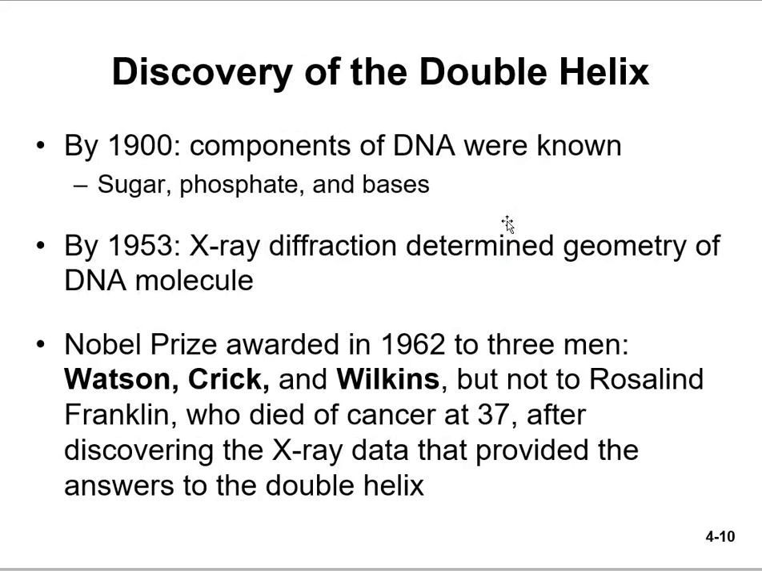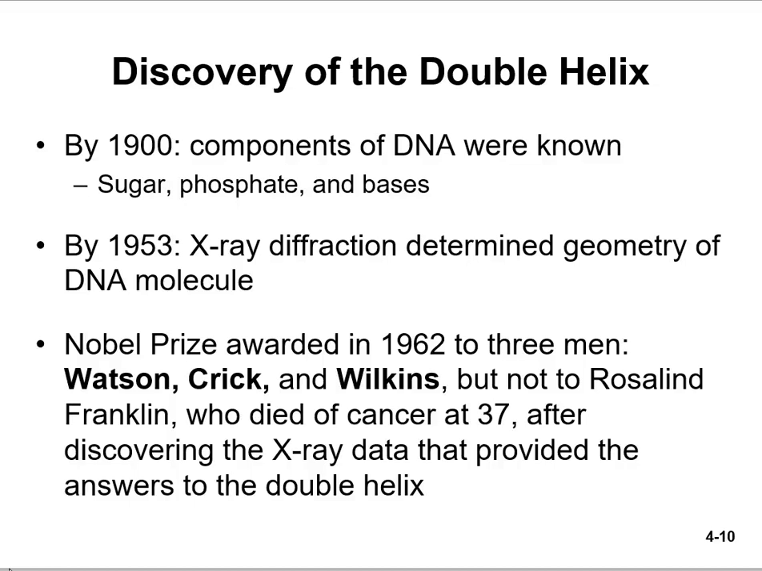By the 1900s, again, the components of DNA were known to be the sugar, phosphate, and then the bases that make up DNA. By 1953, thanks to Rosalind Franklin's X-ray diffraction picture, the Nobel Prize for figuring out that DNA is a double helix went to Watson and Crick, and then Wilkins, who was one of Rosalind Franklin's colleagues, who gave the picture to Watson and Crick.